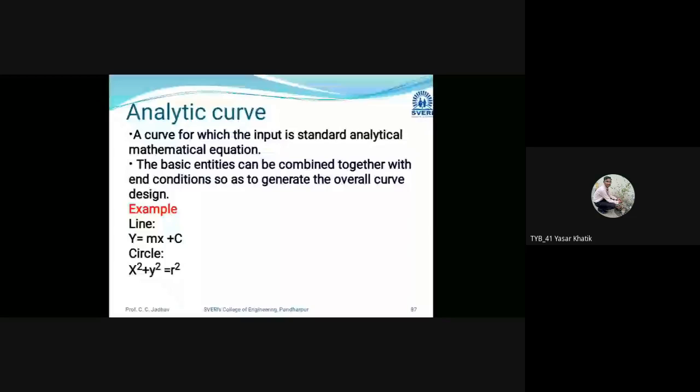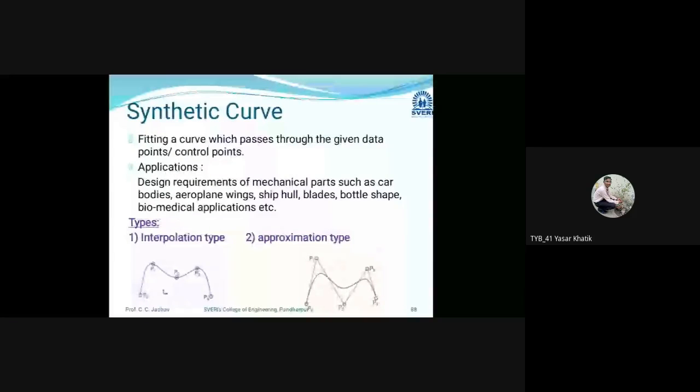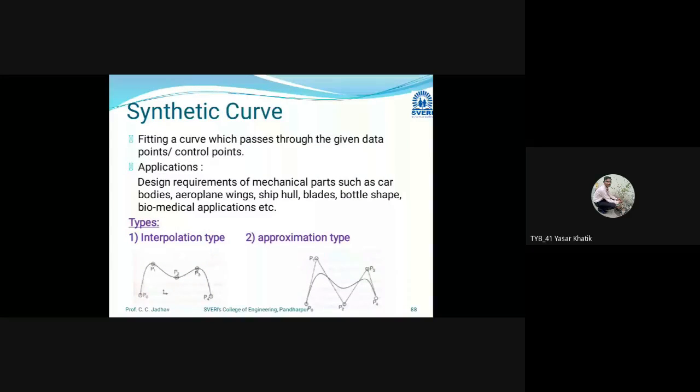So these basic entities can be combined together with end conditions so as to generate the overall curve of the design. Next is the synthetic curve. In that, the curve is fitted so that it passes through the given data points and control points. Whatever the given data of that particular model, we can call those points control points. First we have to plot those points on the graph, follow the path, and pass through the given data. That will create some type of curve. We will see later the different types of curves and how we manage them.